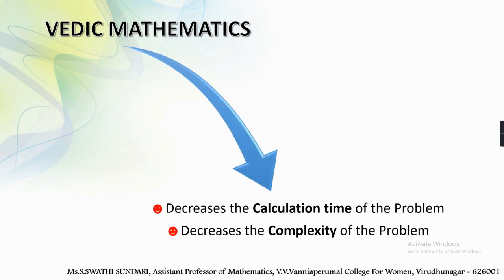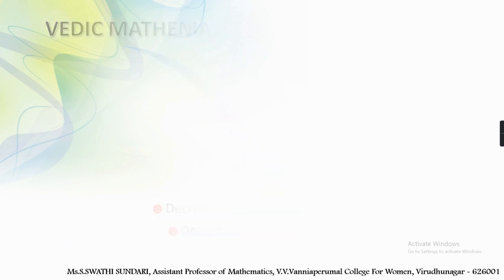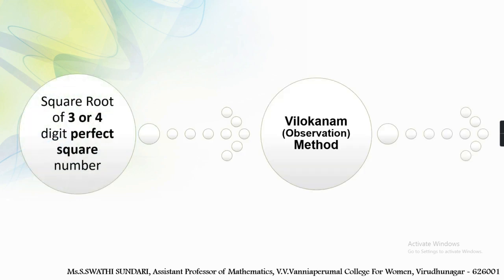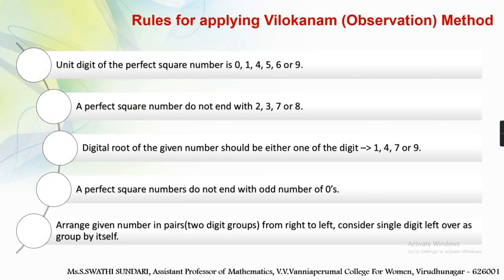Here, we shall learn some speedy Vedic methods of finding the square root of perfect square numbers by the Vilokana method, that is the observation method. The rules for applying the Vilokana method are: the unit digit of a perfect square number is 0, 1, 4, 5, 6 or 9, and a perfect square number does not end with 2, 3, 7 or 8. The digital root of the given number should be one of the digits 1, 4, 7 or 9. And a perfect square number does not end with an odd number of zeros, because if there is an odd number of zeros at the end of a number, it will not be a perfect square number.